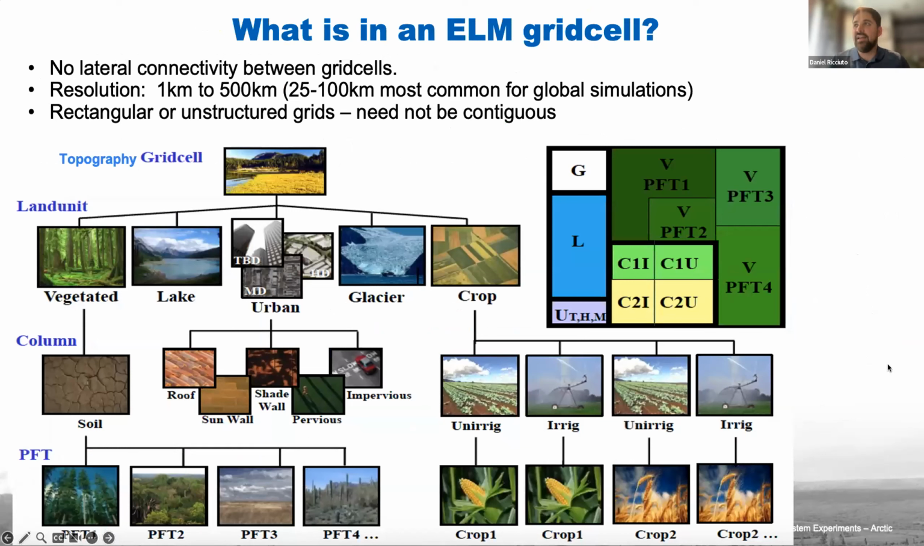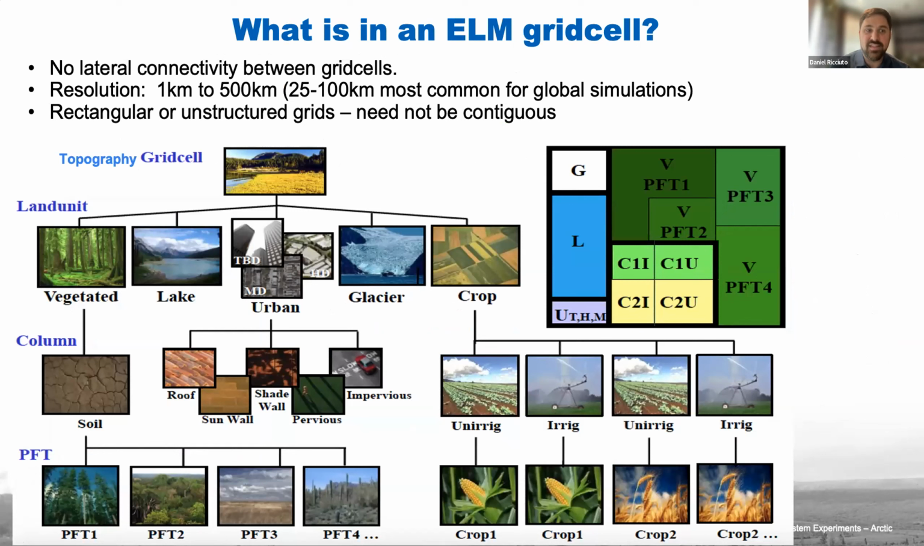So what's in an ELM grid cell? As I mentioned, there's no lateral connectivity here. What that means is that it's kind of arbitrary at what resolution we can run at. We can go all the way down to 1 kilometer, which is what we'll be doing today for a relatively small region. Global simulations typically range from about 1/4 degree to 1 degree, or 25 to 100 kilometers.